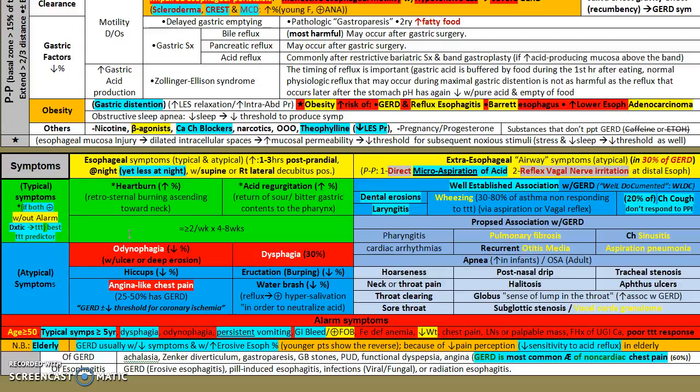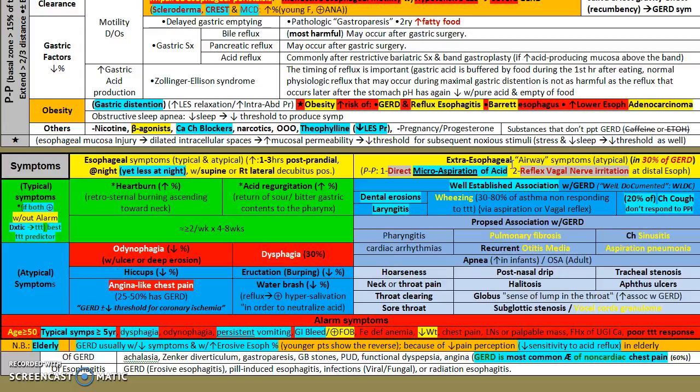The atypical symptoms, a few of which have some alarm feature characteristics, like odynophagia and dysphagia, and angina-like chest pain, hiccups, and water brash. Just remember here the mechanism of water brash: it's a reflux, then hypersalivation, in order to neutralize the excess of acid.